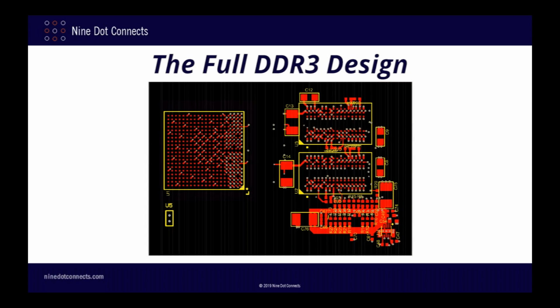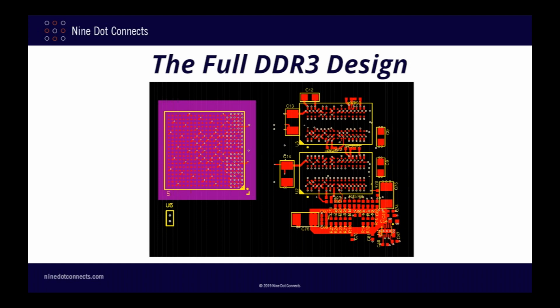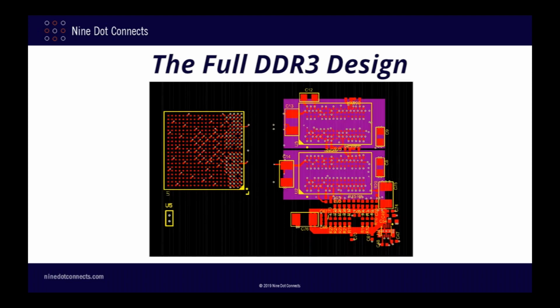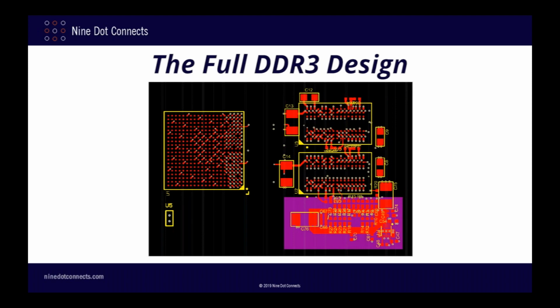Here we have the FPGA as a 400-pin ball grid array on a 0.8 millimeter pitch, the two DDR3 memory chips, the termination resistors and power supply, and the connection points to our ideal VRM.